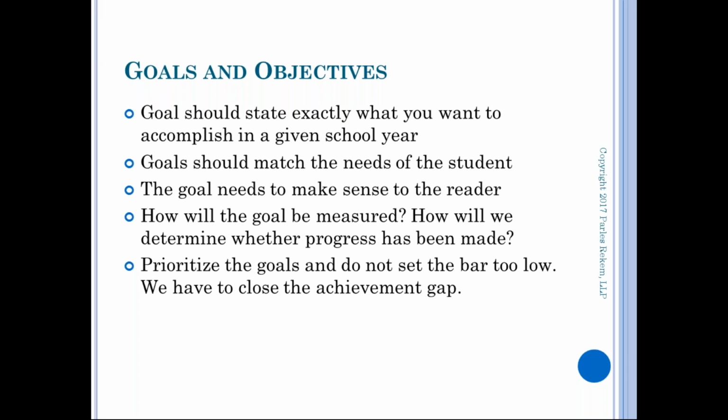And we can sometimes, after reviewing an evaluation, see like 30, 40 goals. But are we going to put all 30, 40 goals in an IEP? We're going to prioritize, and we're going to figure out what this particular child can handle in a year's time. And we don't want to set the bar too low, because we have to close the achievement gap. And a 2-4 year achievement gap is really difficult to close.